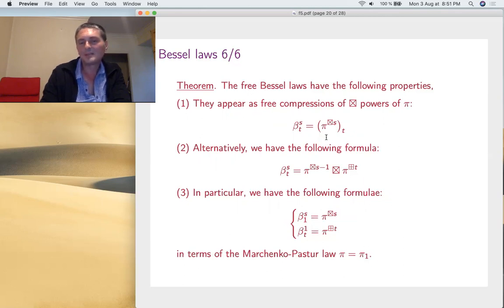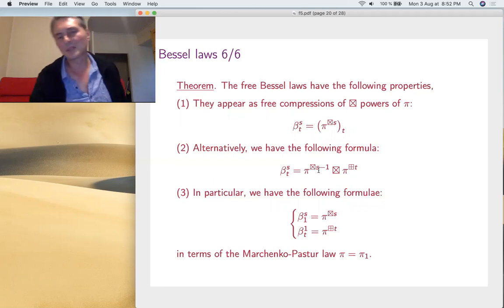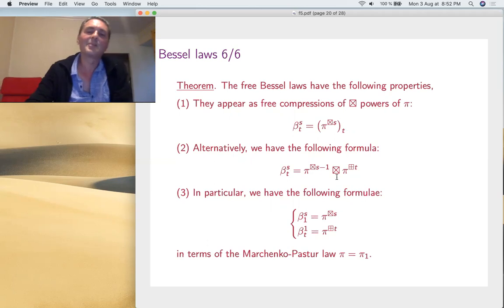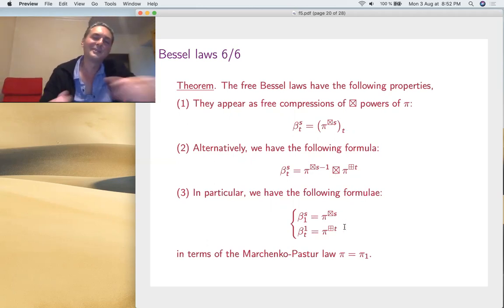This means that if we take t is 1, the S Bessel law at 1 is just the multiplicative power of pi, which is very interesting. So alternatively, you can write it in this way. Here you have a compression by a projection of trace t. But if you want something just with the signs here, very abstract, that's your formula. And in particular, you see, there's a kind of duality between S and t.